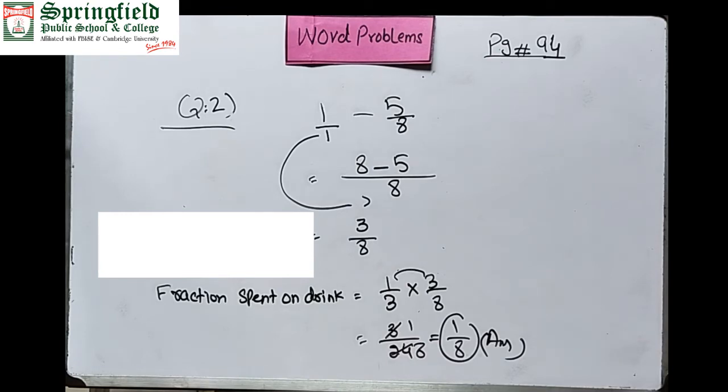Understood, beta? Okay. Now the rest of the examples are your task. First read carefully and then attempt in the book with a pencil. Understood, beta? Okay. Now turn to page 99 and practice question 1.